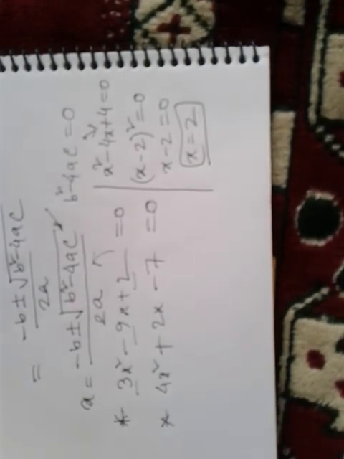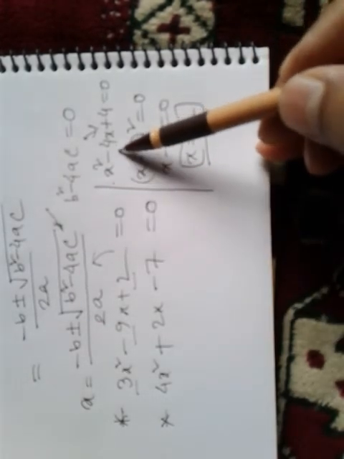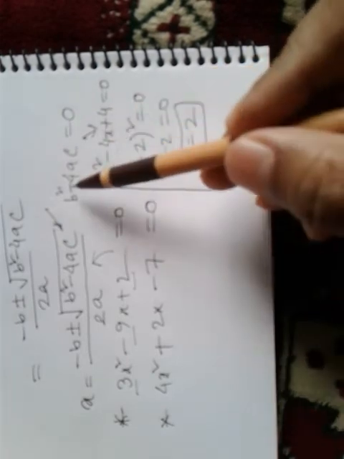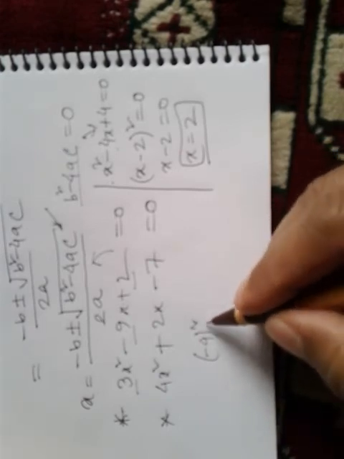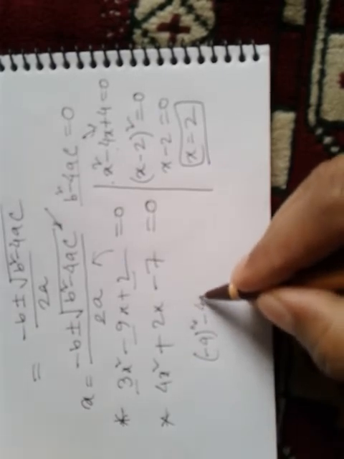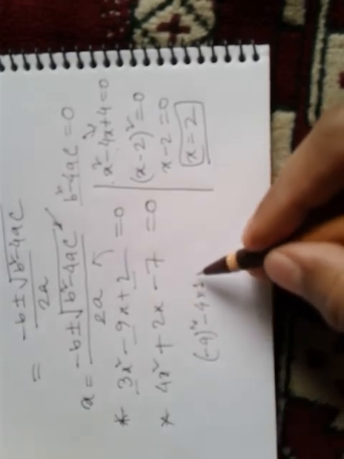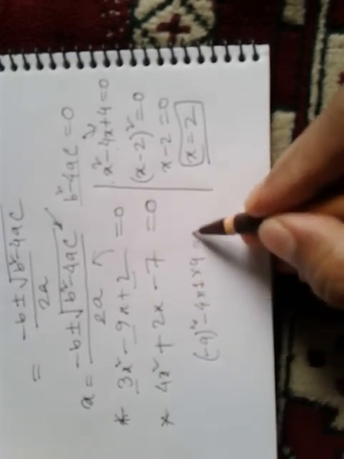Now let's check it. See, this is a, this is b, and this is c. Put the values of a, b, c over here. That is, for b we have to write minus 4, that is minus 4 whole square, and for a we have to write 1, and for c we have to write plus 4, that is 4 square minus 4 into 1 into 4, that is equals to 0. 4 square minus 4 square equals to 0.